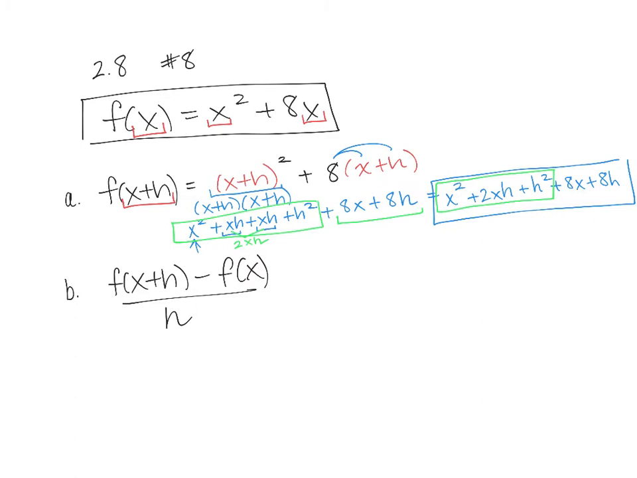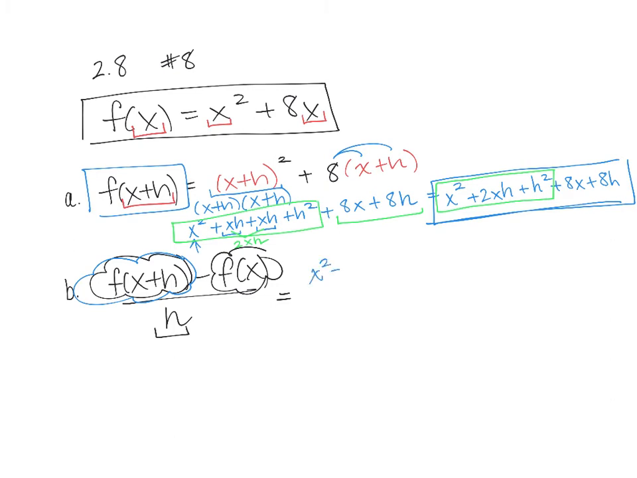All right, and so the next thing that it wants you to find is f of x plus h minus f of x, all over h. Well, we already know what f of x plus h really is. So I'm just going to use what we already found. We found it to be this box down here. So I'm going to write that in place of this f of x plus h: x squared plus 2xh plus h squared plus 8x plus 8h.